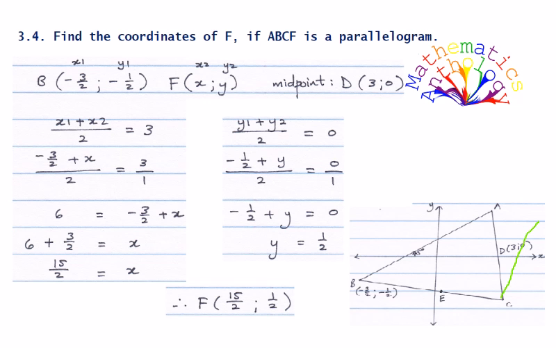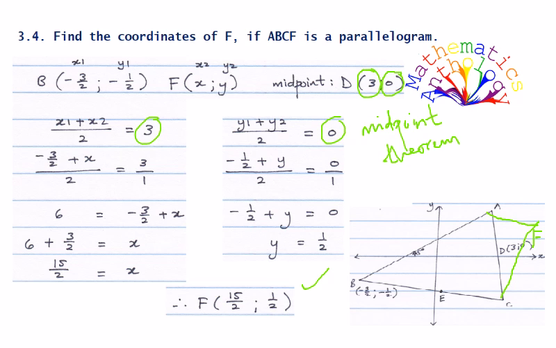3.4, find the coordinates of F if ABCF is a parallelogram. Okay, if ABCF is a parallelogram, if we join BDF as a straight line, BF will be the diagonal, with D on that diagonal being the midpoint. So to find the coordinates of F, we're going to use the midpoint formula to find the coordinates of F.